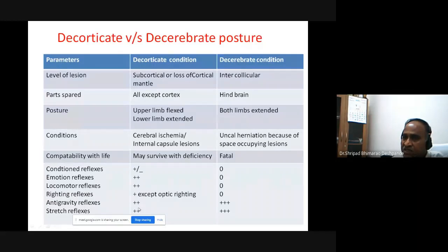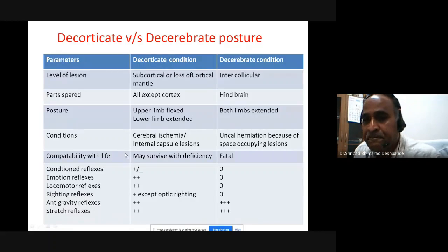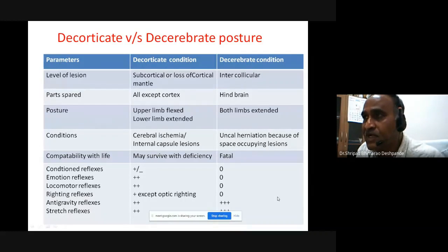Anti-gravity plus plus. In this slide I have made them increased, and they are much more increased here, the anti-gravity muscles. The stretch reflexes are 2 plus here. They are exaggerated in one additional step there. So these are some of the things. One more thing I missed to write here. Maybe I will write. I will write in front of you only.